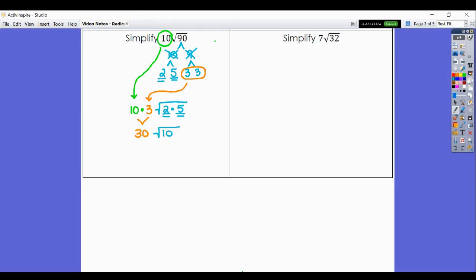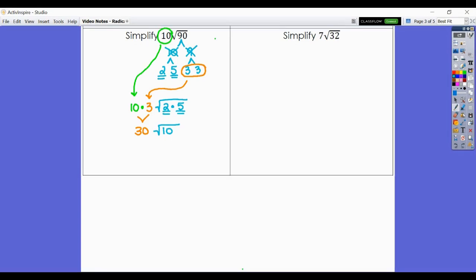Looking at our next example, we want to simplify 7 times the square root of 32. I think about 32, it's an even number, so I know it's divisible by 2. That's a really good pattern and hint when you're going forward with even numbers. So when I divide it by 2, I get 16. 32 divided by 2 gets us 16. Check your work. 16 times 2 works back up the root to the tree, giving us 32.